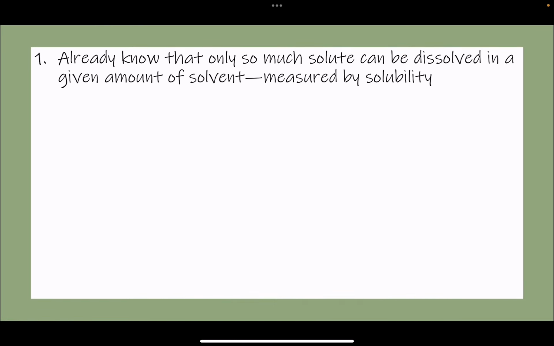Let's begin with a brief review. We now know that only a certain amount of solute will dissolve in a given amount of solvent. The parameter used to measure this is called solubility. There are three adjectives used to describe solutions.